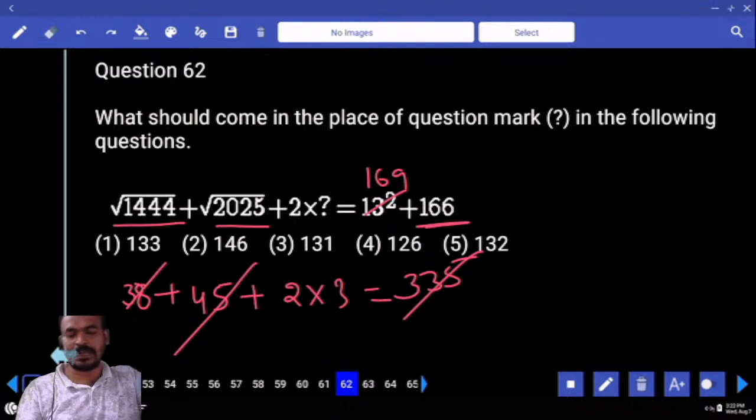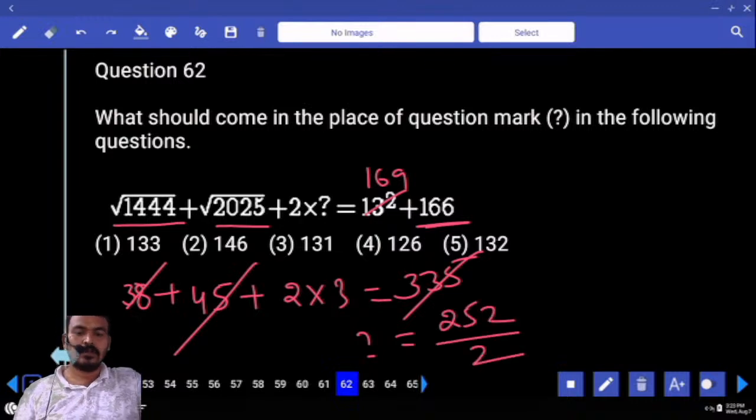290 minus 38. 252. Divide by 2. No? What is the answer? 126.